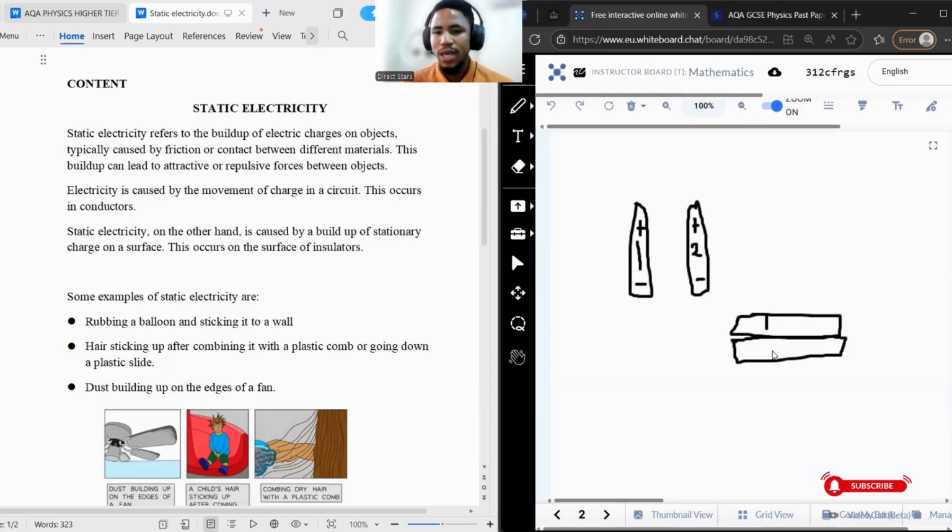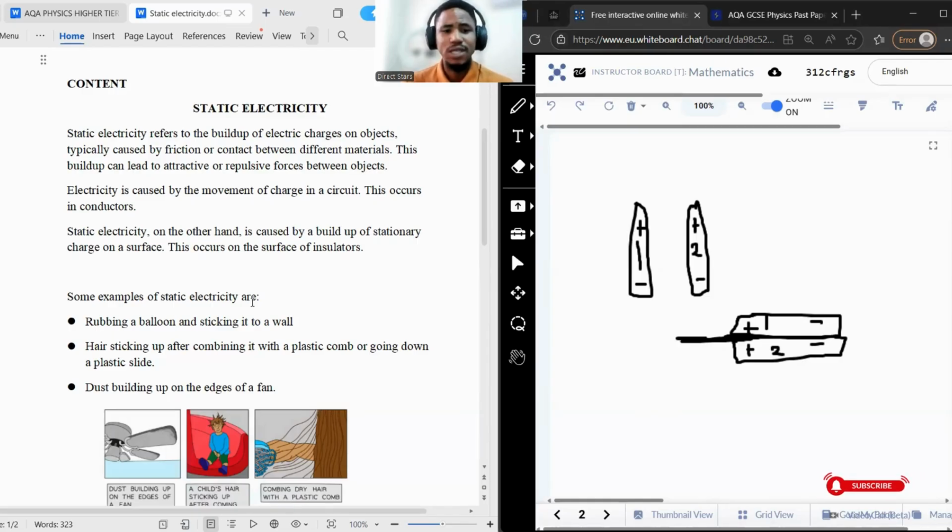So this is 1 here, and this is 2. We have positive, we have positive, we have negative, we have negative. Now, through friction, at that point of friction, there is a little flow of charge between the positive to the negative, and the negative to the positive. How does it work? When they both have the same charge, then we have repulsion. But when they have different charges, then there will be attraction.